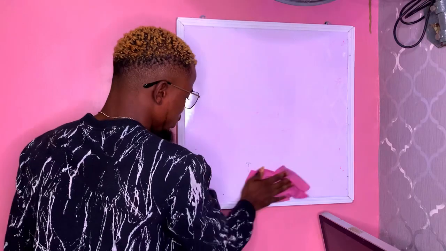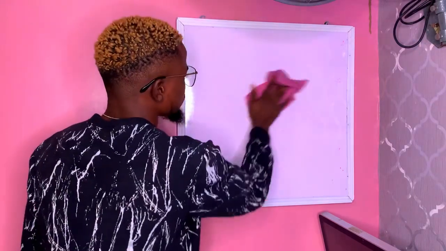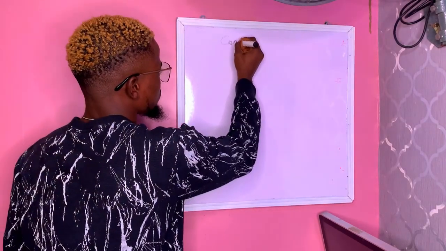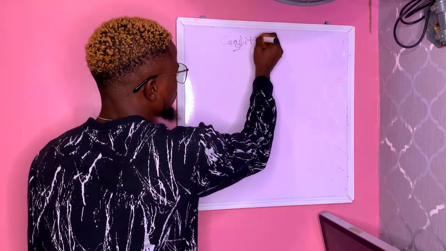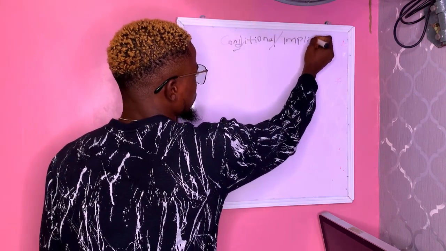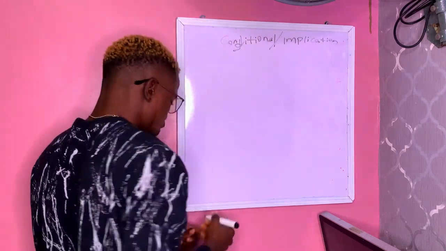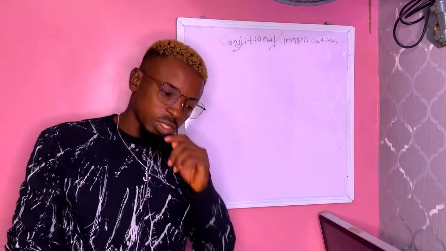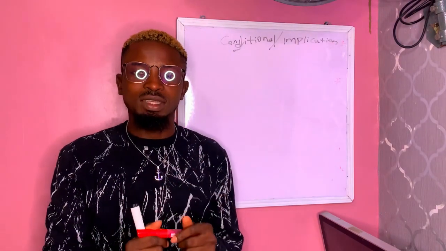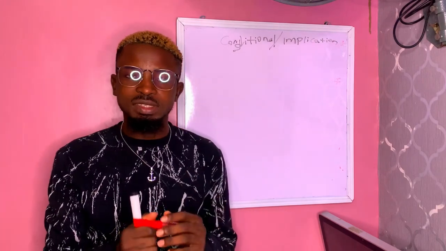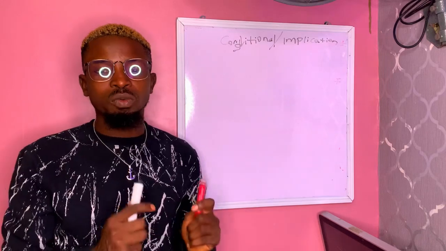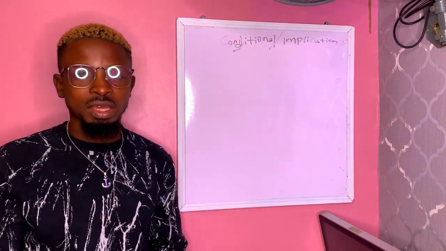Then the next one that we'll be discussing is called conditional, or implication. Don't forget that in conditional, in the other video, we said that the word coming immediately after "if" is our antecedent, and when you are symbolizing, you symbolize the antecedent first. Then the word coming immediately after "then" is our consequent. When you are symbolizing, you symbolize the consequent later.